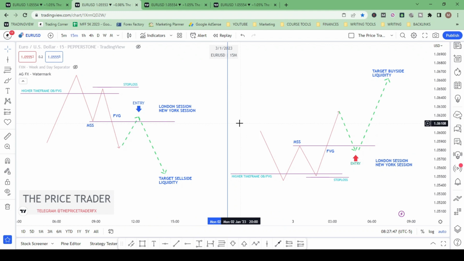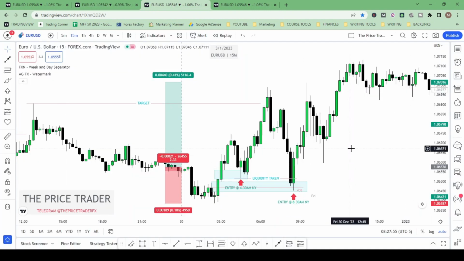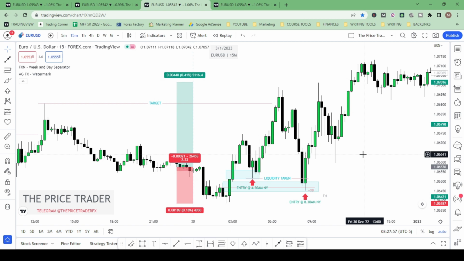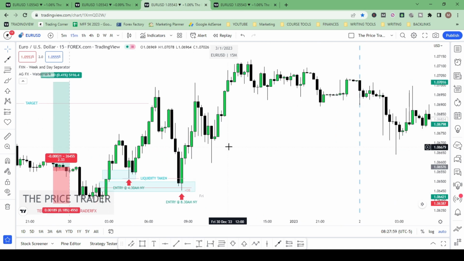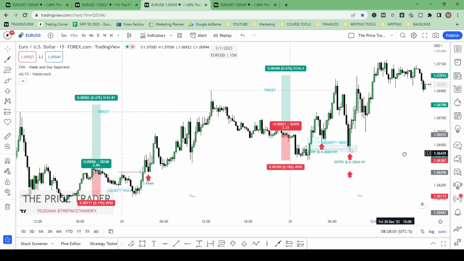So guys, those are the two strategies that I wanted to show you. So let's dive into real life examples that occurred recently. So we are looking at an example. This is the first example that we're looking at.